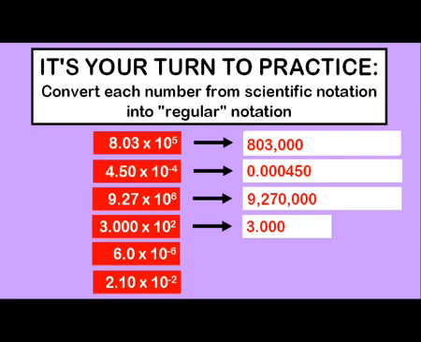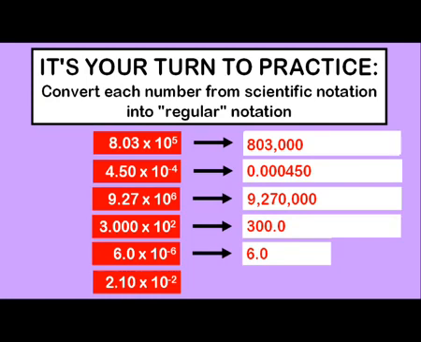When I write this in regular notation, I still keep all 4 significant digits. So if you thought the answer was 300, it's actually supposed to be 300.0. Again, the issue of significant figures will be discussed in more detail.